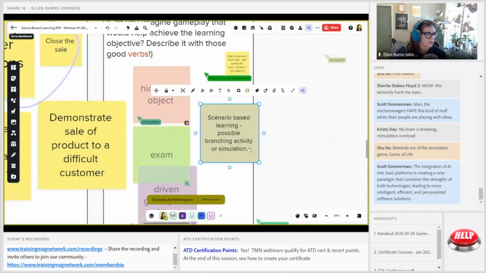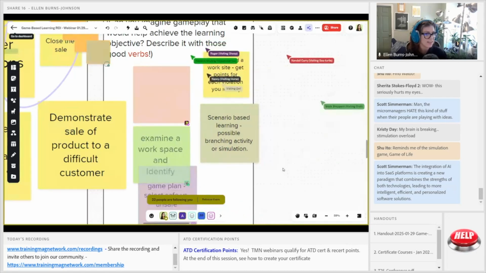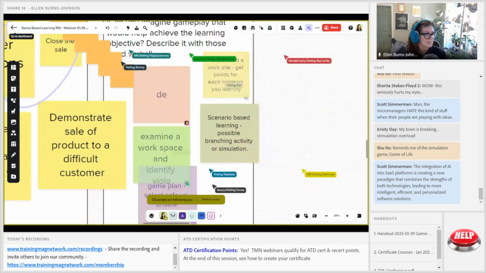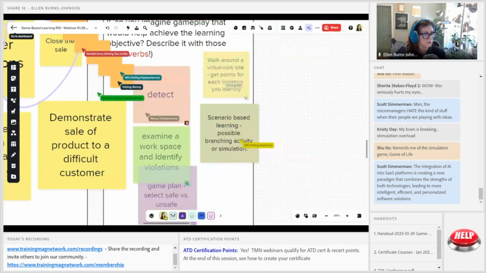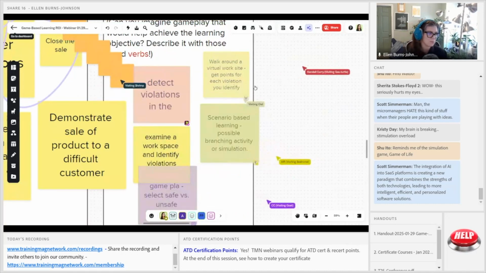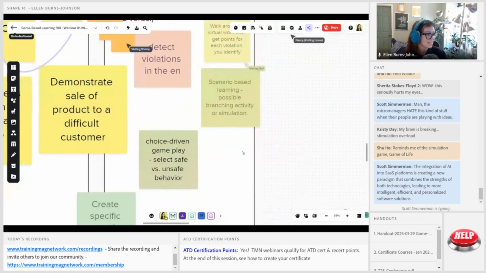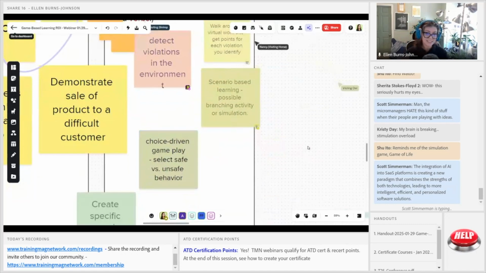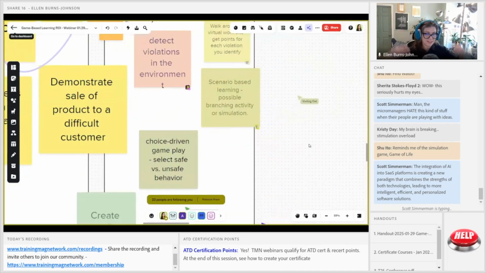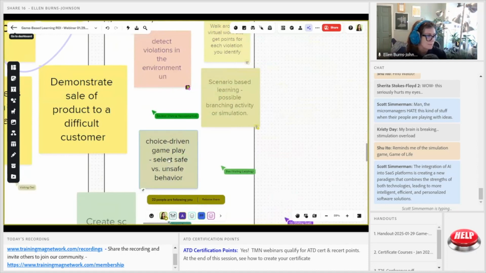So within this scenario-based learning, within this branching activity simulation, what are the verbs people are doing, right? They're selecting the available option that leads to the worst outcome. Well, that would be interesting. I'm not sure you'd be able to get that through compliance review, but it would be interesting for a game. Yeah, select safe versus unsafe behavior. I could see that. You almost have two cards or something like that, or you could definitely have some sort of comparison game like that.